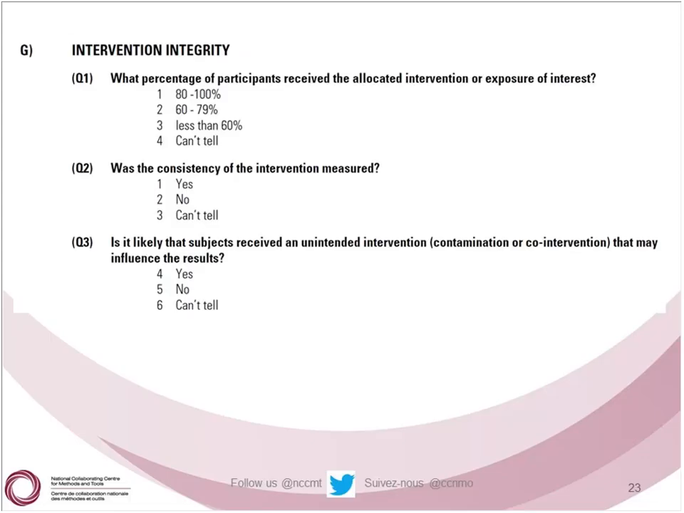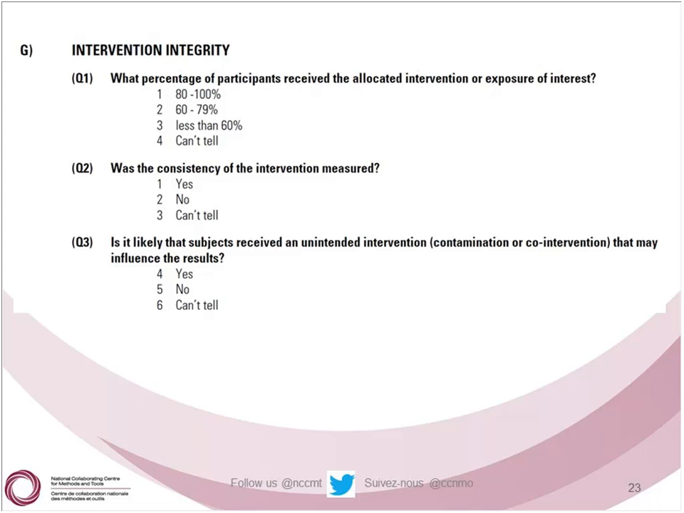We also want to look at the intervention integrity. Here we want to get a sense of what percentage of participants received the allocated intervention or exposure of interest. So did folks get the intervention the way we intended it, the way the researchers intended it to be delivered? Did they get all of the intervention at the right intensity? Was the consistency of the intervention measured?